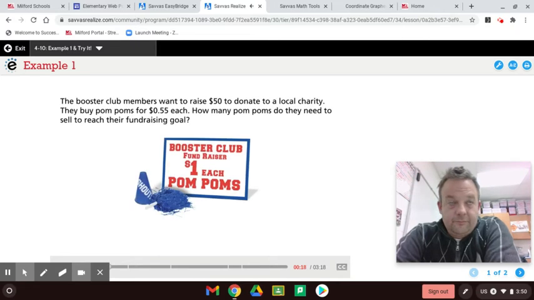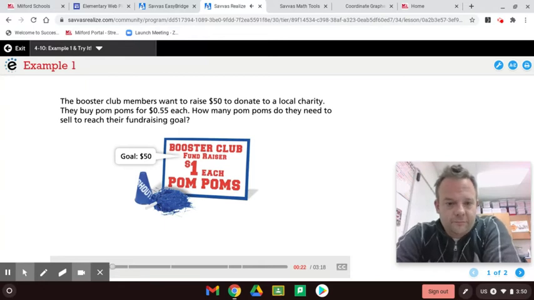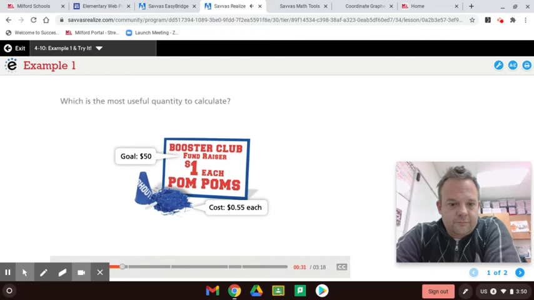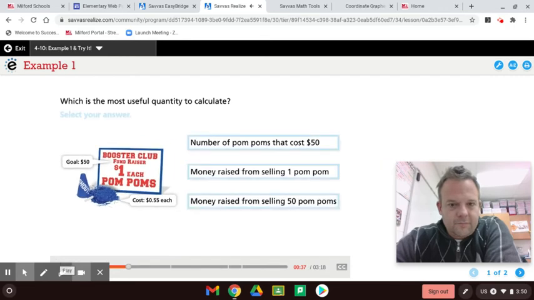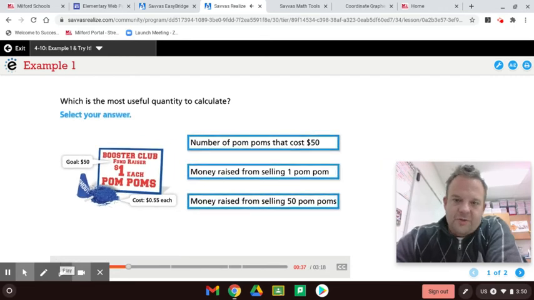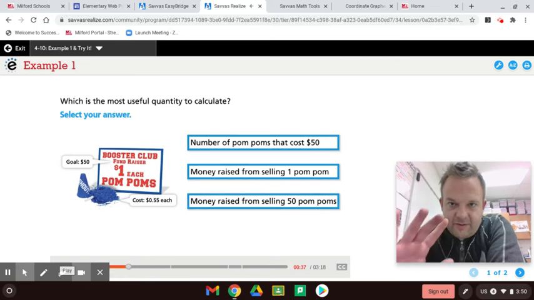The Booster Club members want to raise $50 to donate to a local charity. They buy pom-poms for 55 cents each. How many pom-poms do they need to sell to reach their fundraising goal? To begin solving this problem, which is the most useful quantity to calculate? Select your answer. So guys, keep this in mind, okay?